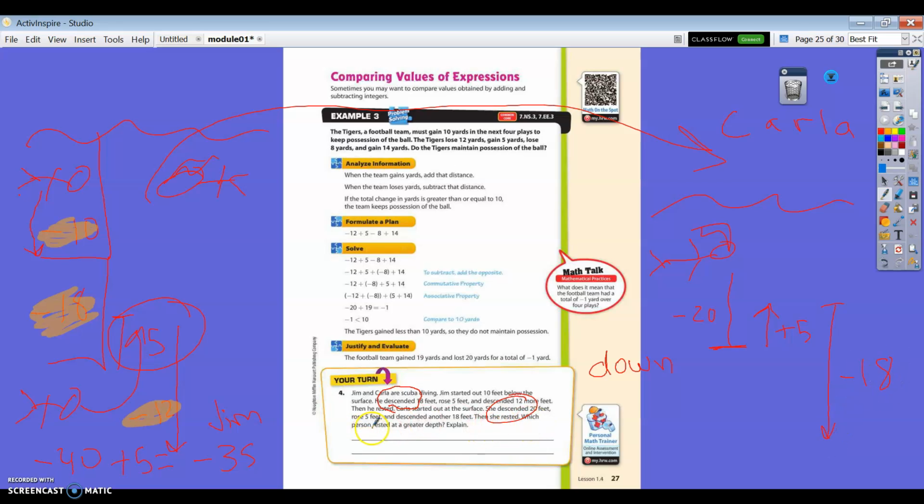When she rested, which person rested at a greater depth? So let's combine our negatives. Combine that. So that's minus 38. So Carla was at minus 33. Jim, minus 35. Carla, minus 33.